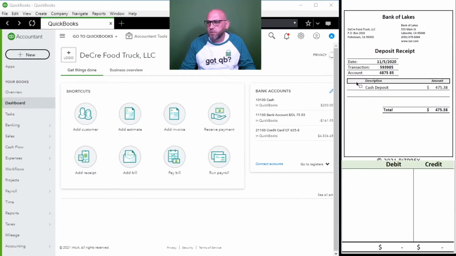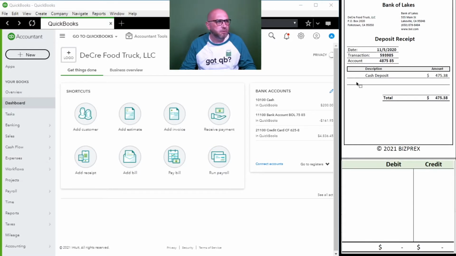Okay, next one, we have a deposit, right? We made some cash sales, and now we're going to deposit it to the bank. QuickBooks Online, unfortunately, again, it tries to be super user-friendly. Unfortunately, it gave up some of the functionality in the process.